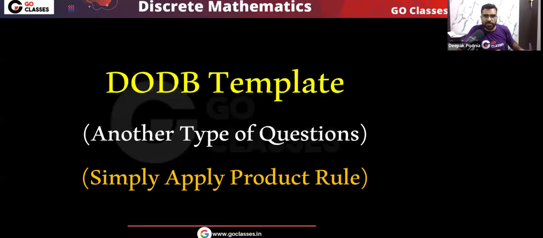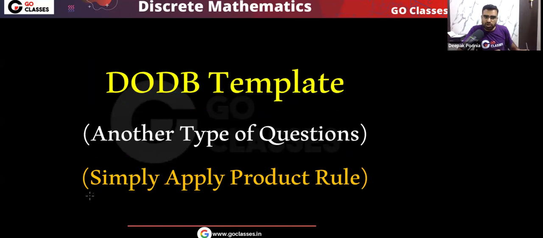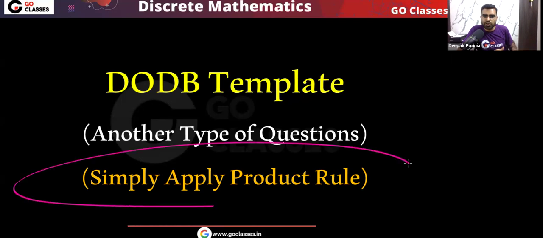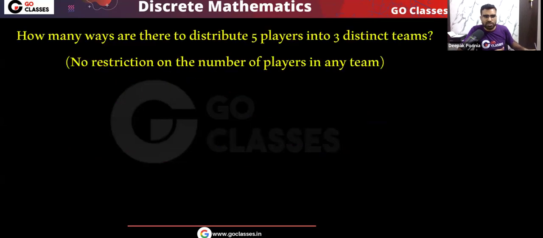Now let's see the DODB template, another type of questions. This is another type of question in the DODB template. This we will also solve using the product rule. Basically, whatever type of question comes from the DODB template, you can easily solve using the product rule. So let's see another type of question that is possible in the DODB template. Let's solve this question. How many ways are there to distribute 5 players into three distinct teams? There is no restriction on the number of players in any team.